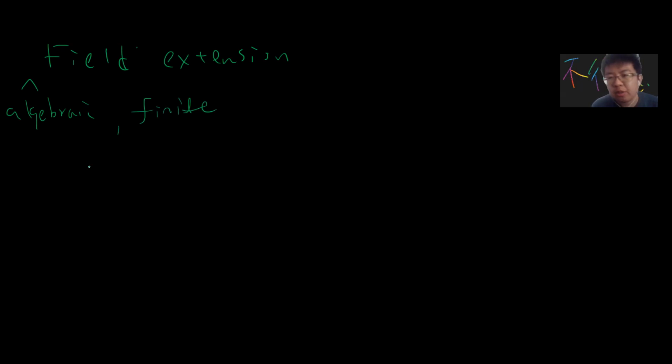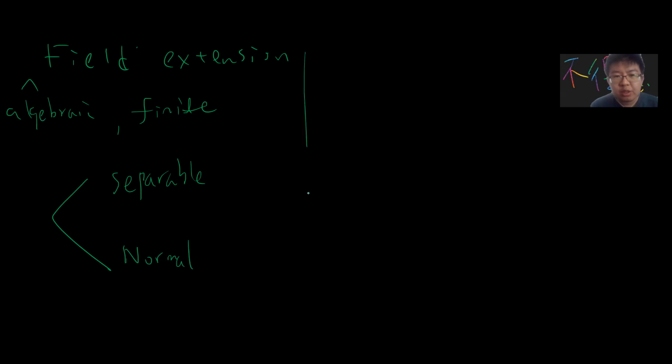So previously, in a previous video, I introduced the field extension. In order to understand, I should say, the algebraic extension and the finite extension. So in order to understand Galois theory, we need two definitions. One is the separable extension, and the other is the so-called normal extension.